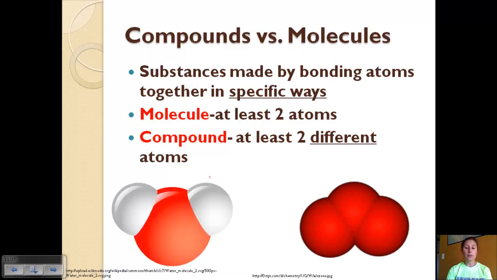So let's look at an example of that. So here we have three atoms put together, so we're meeting the requirement of at least two, but because they're all the same, this would be a molecule. And here, again, we have more than two atoms, or two or more, but because we have different ones, this is a compound. This is actually the structural formula for water.